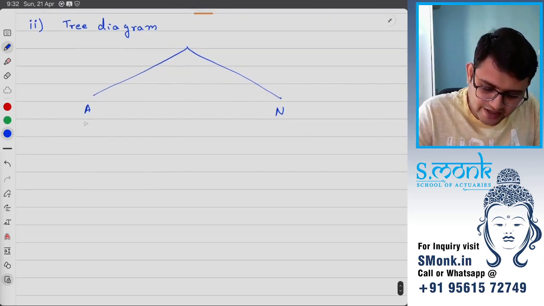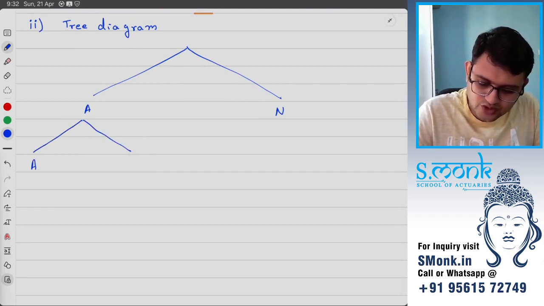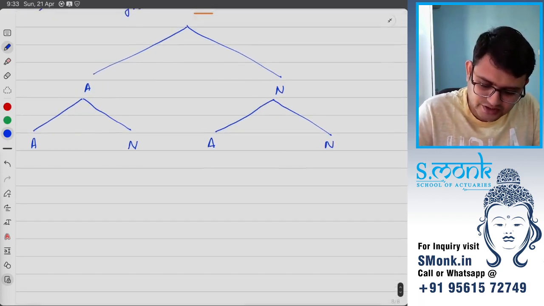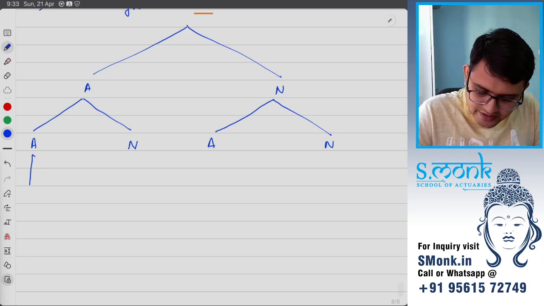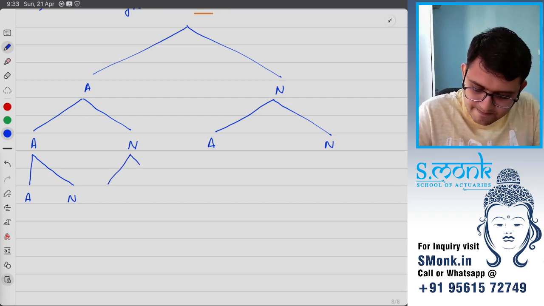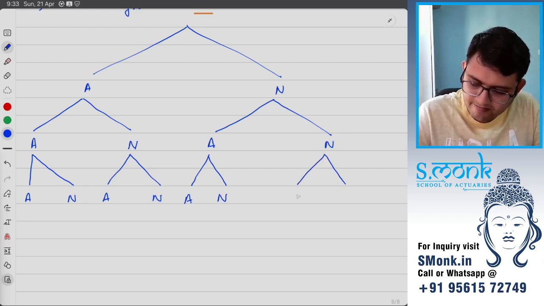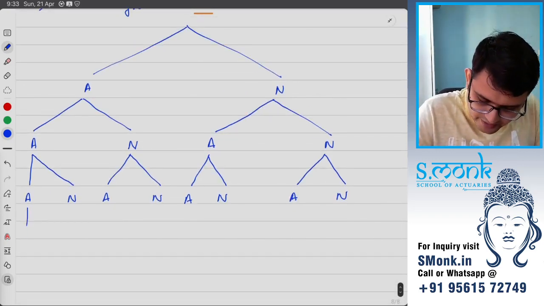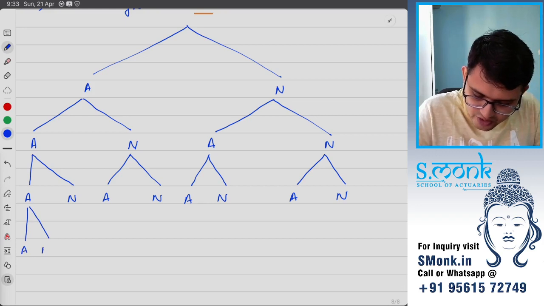Then for the second card I can again get an ace or not an ace. Now this can happen for both the possibilities. I can get an ace or not an ace. Then in the third card again I can get ace or not an ace. Similarly here. And same thing with the fourth card. I can get ace or not an ace.